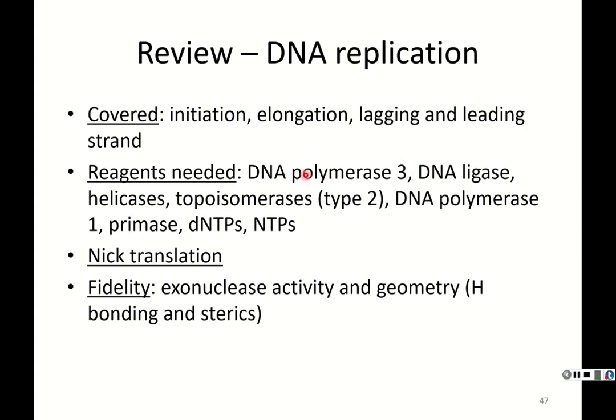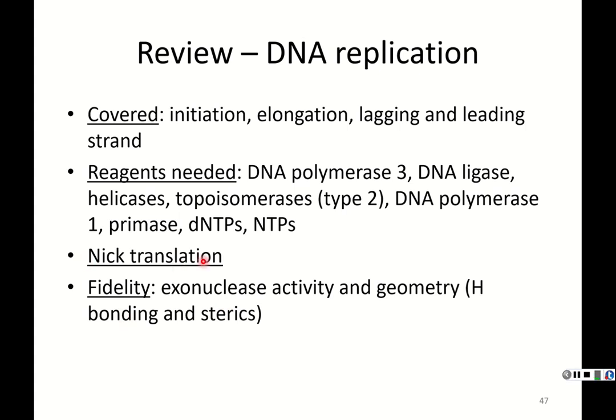DNA polymerase III would be the leading strand, DNA polymerase I would be the lagging strand. Ligases to seal the lagging strand. You need helicases to unwind the DNA, topoisomerases to alleviate the strain, and you do need nucleotide triphosphates and dinucleotide triphosphates. And then the primase is what creates the primers for the lagging strand.